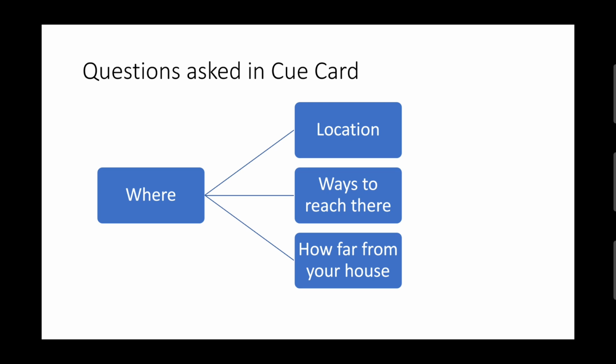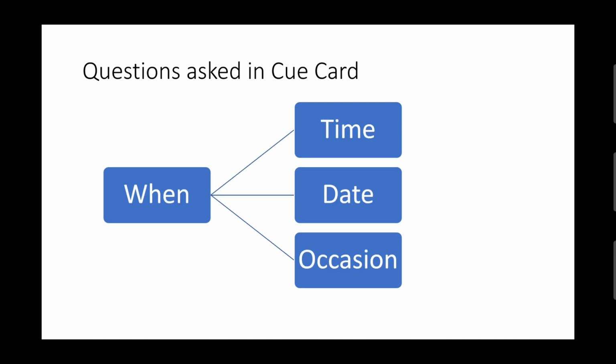Next is what type of questions are usually asked in the cue card. The first type of question is where. In this, you are asked about the location and you can describe its accurate location, ways to reach there, and how far this location is from your house. Next is when. When describes the time. You can describe the time, the date, the occasion on which any particular event happened, or when you met any person.